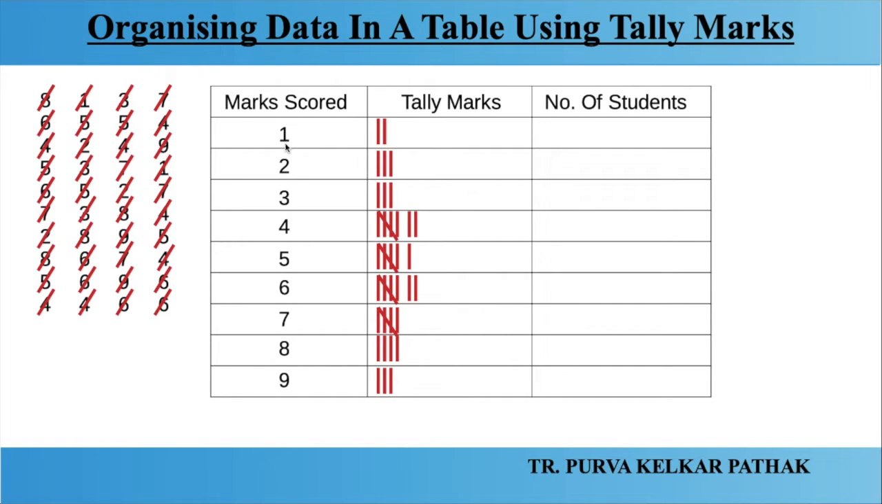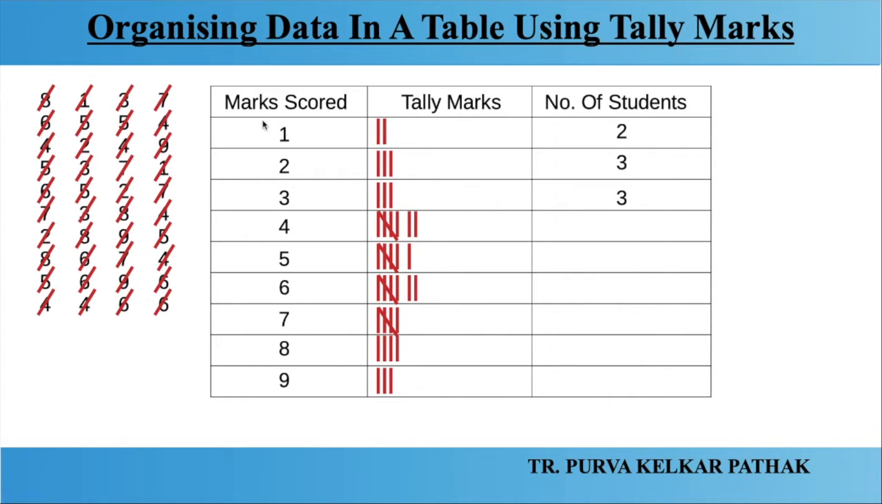As you can see in this table, 2 tally marks are marked against the marks scored 1. This means that there are 2 students who have scored 1 mark in the mathematics test. 3 tally marks are marked against the marks scored 2. This means that there are 3 students who have scored 2 marks in the mathematics test. Similarly, there are 3 students who have scored 3 marks in the mathematics test.